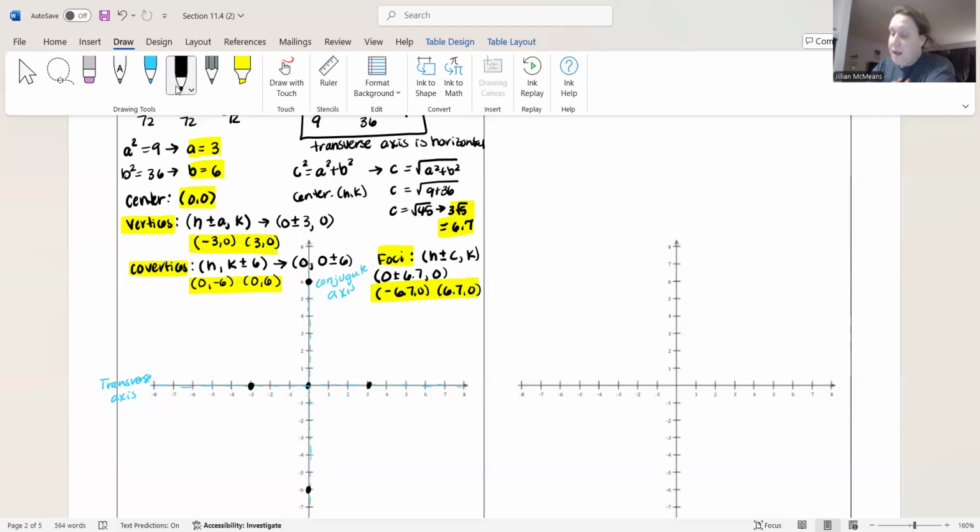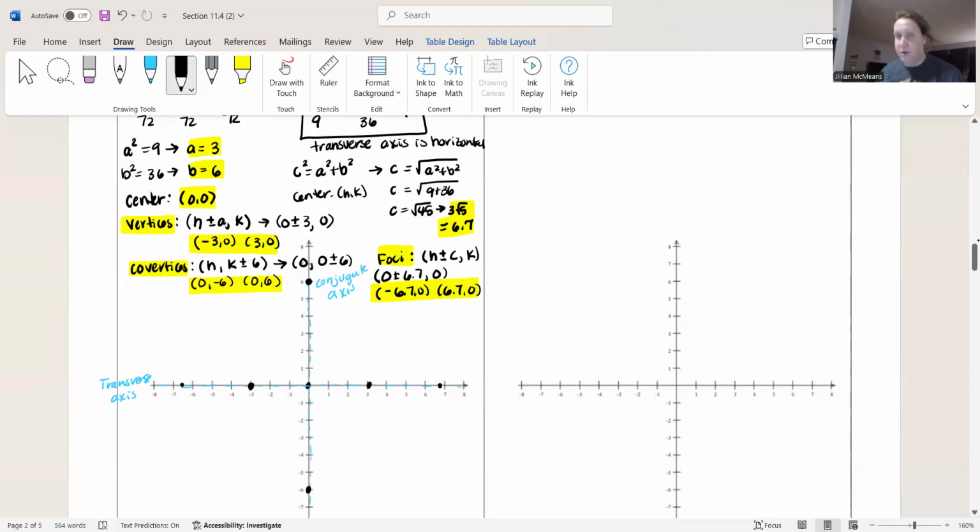Okay. And then the foci are at negative 6.7. Did I have that right? Negative 6.7. I do. So they're going to be like over here and over here. Okay, so let's see what these curves are going to look like.